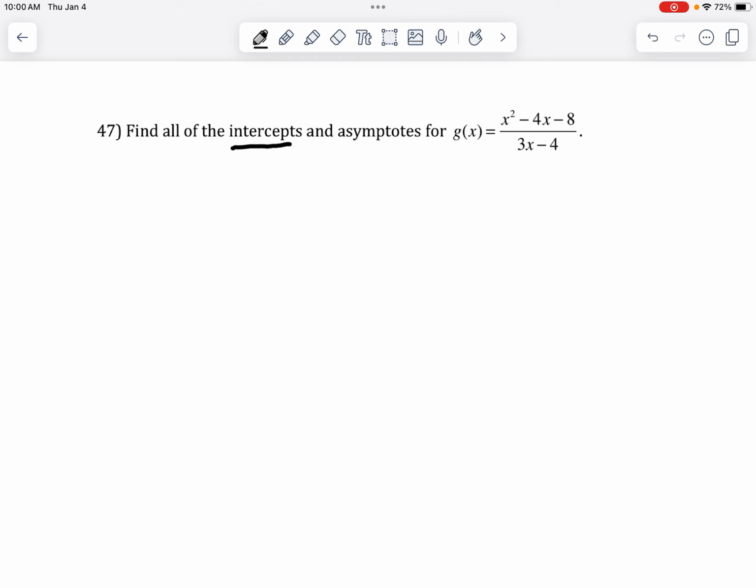Find all of the intercepts. Well, for that, there's x-intercepts and there's also y-intercepts. So there's two things to do for the intercepts. Also, for the asymptotes, there's vertical asymptotes and horizontal asymptotes. So we've actually got four things to do. If you want to put on pause and go get a snack, this one's going to take a little bit of work.